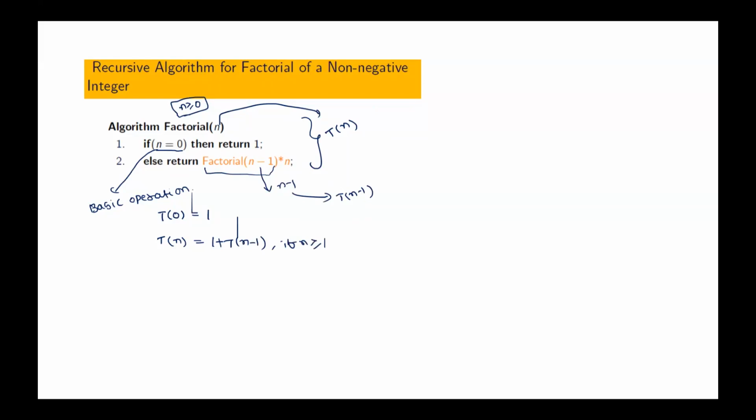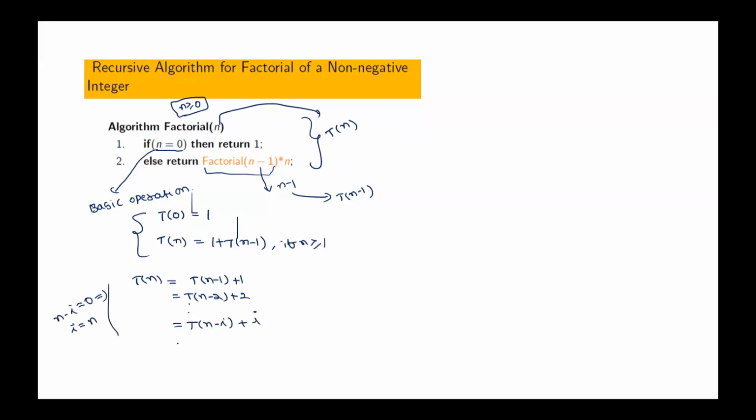Is that correct? Again, what is the value that we get here? You tell me what is the solution to this recurrence? 1 plus T of n minus 2. Okay, same thing. This becomes T of n minus 2 plus 2. Next, it becomes T of n minus i plus i. Okay, T of n minus i, but n minus i equal to 0. That means i equals n.